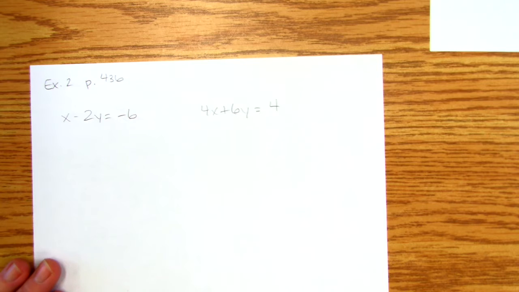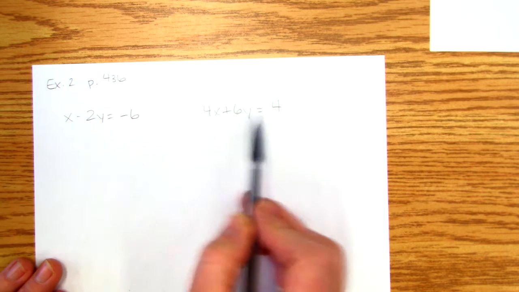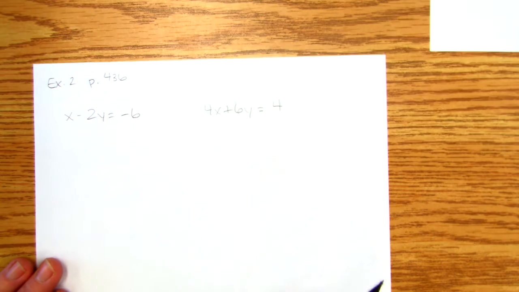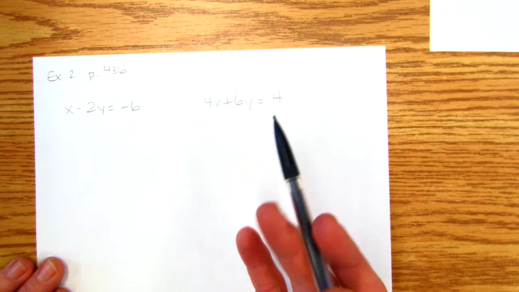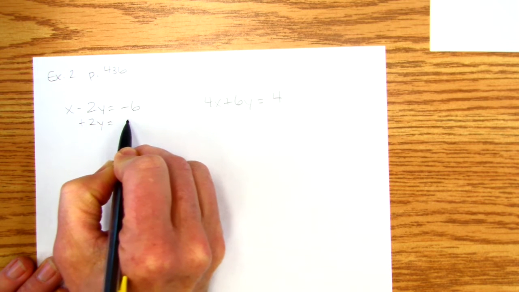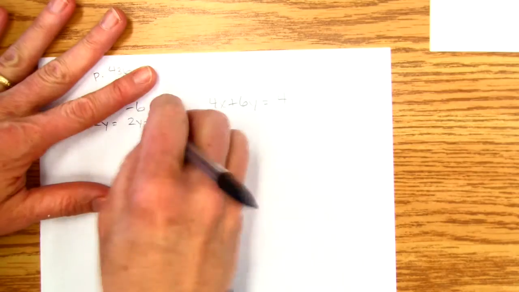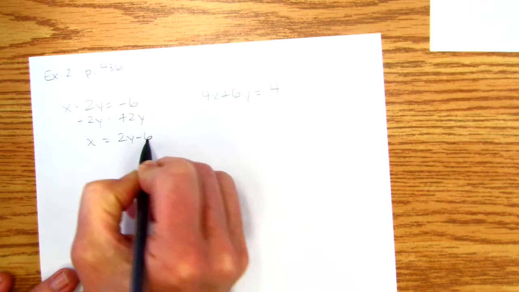Here's my next example. Now, I don't have any variable by itself, but I can easily get x by itself. Notice I wouldn't want to try to get y by itself, and I wouldn't necessarily want to try to get y by itself here, because I'd have to do some dividing, and then everything gets super yucky. So I want to get x by itself, and I'm going to say 2y minus 6. It's a little easier to see it that way. Sorry. I'm going to add 2y to both sides, and then I get x equals, and I'm going to put my 2y first because it's positive.